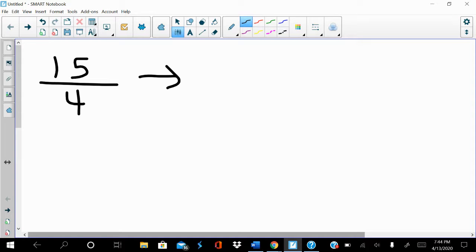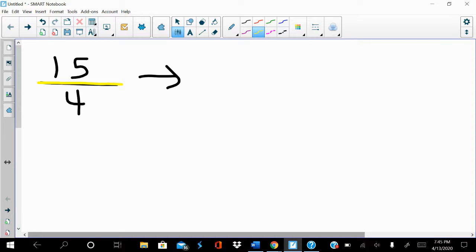To do that, we need to really look at this fraction bar right here, and we need to think of it as a division bar. Essentially, this 15 fourths is just another way of saying 15 divided by 4. So when we do that, we're thinking how many fours can go into 15 without going over.